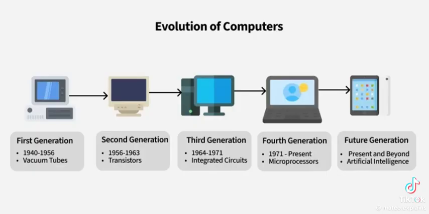Quick recap. First gen, vacuum tubes, huge and slow. Second gen, transistors, smaller and faster. Third gen, ICs, multitasking begins. Fourth gen, microprocessors, internet, and portability. Fifth gen, AI, parallel processing, and smart computing.